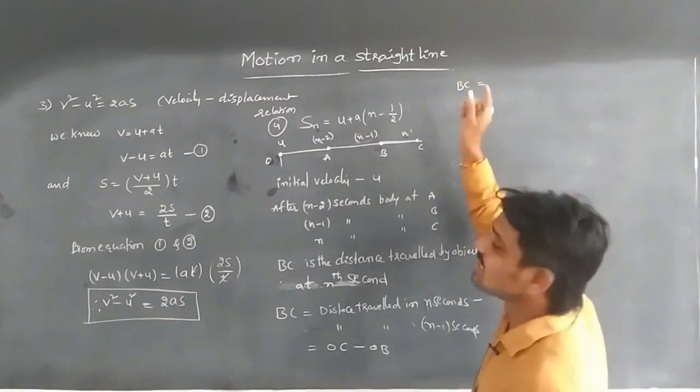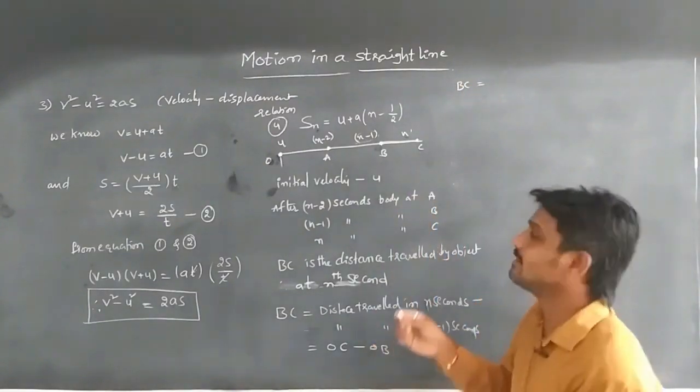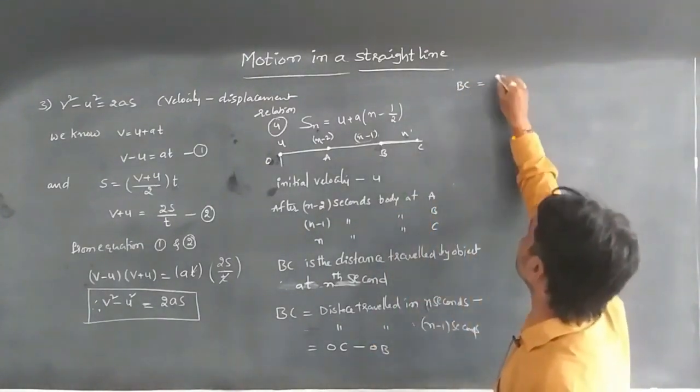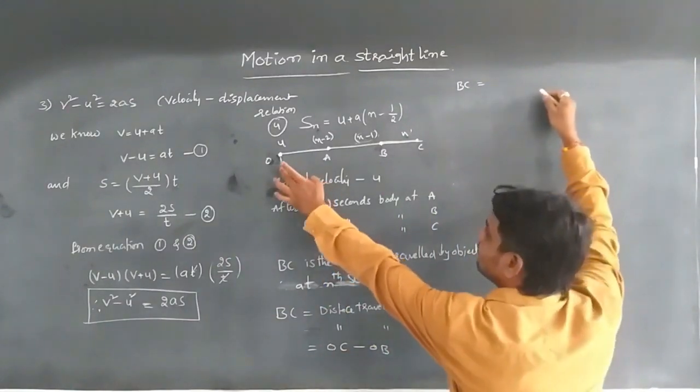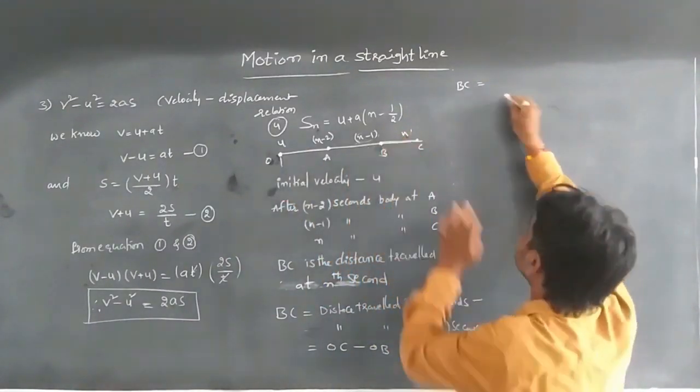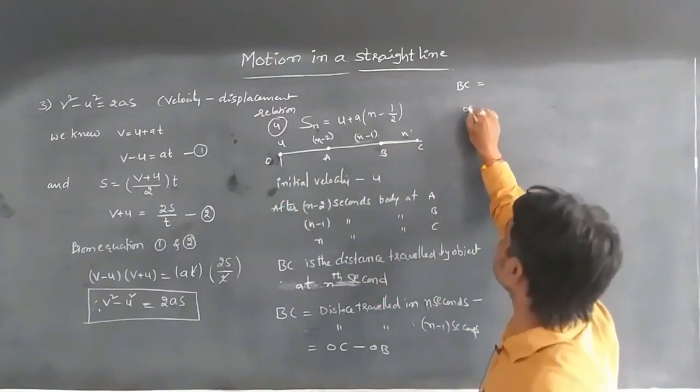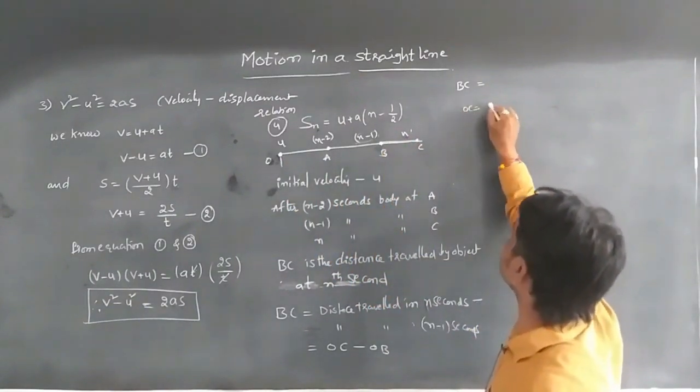That is BC. BC is the distance travelled at the nth second. That is, BC is equal to OC minus OB, where OC means the distance travelled from O to C in n seconds. So that's why we are substituting this.